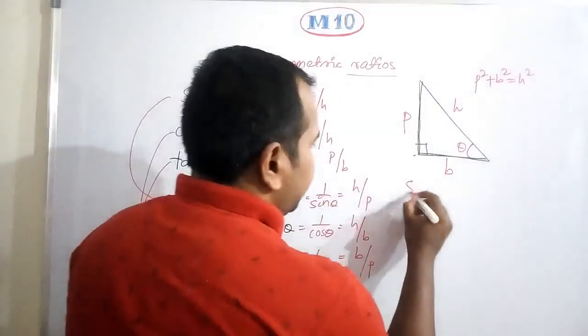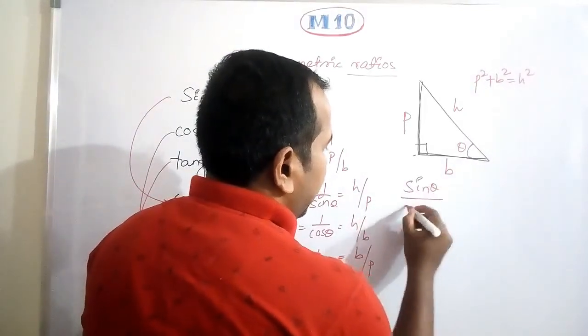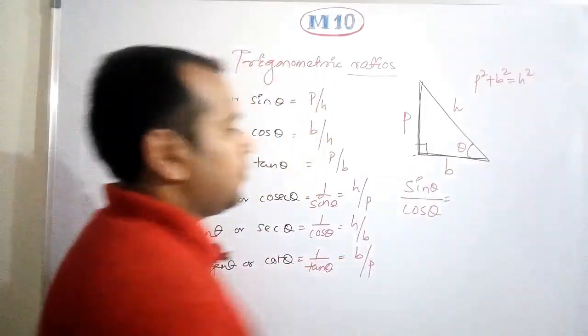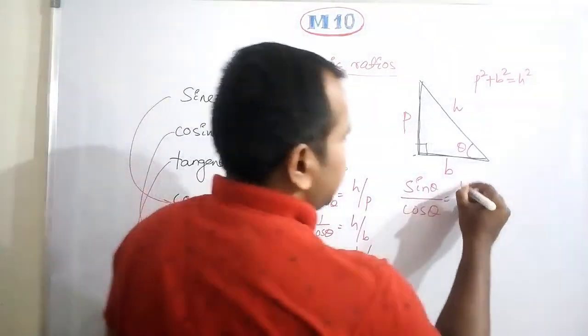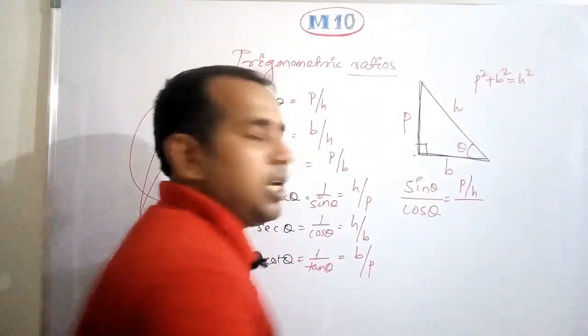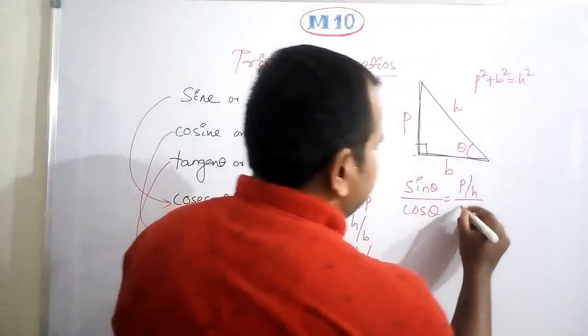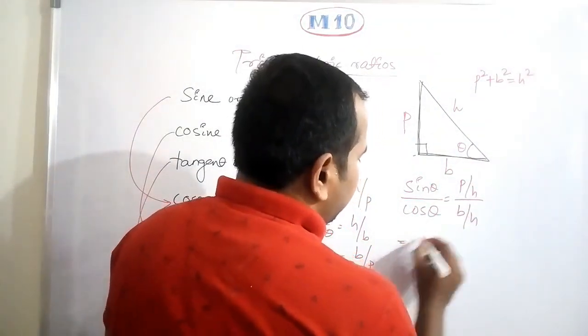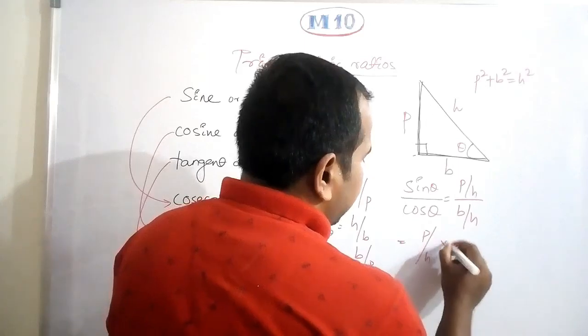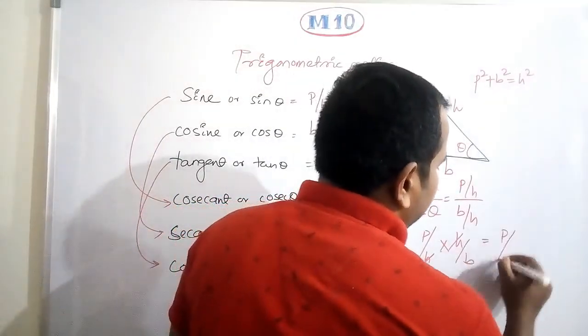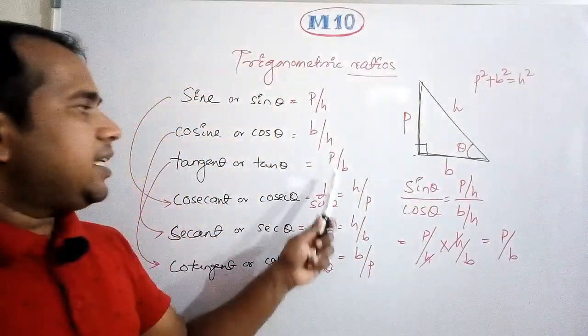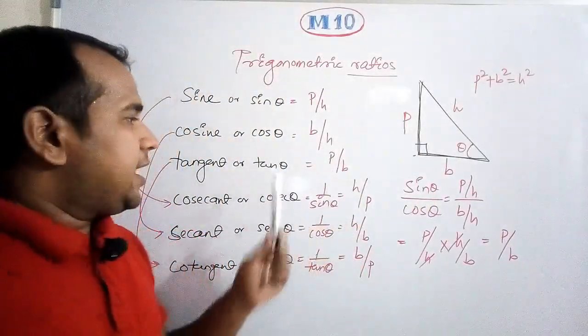Let us take the division of sin theta and cos theta. Put the values. Sin theta is P by H. Cos theta is B by H. So you will get P by H into H by B, and here H and H will be cancelled. You will get P divided by B. And see here, P by B is nothing but your tan theta.